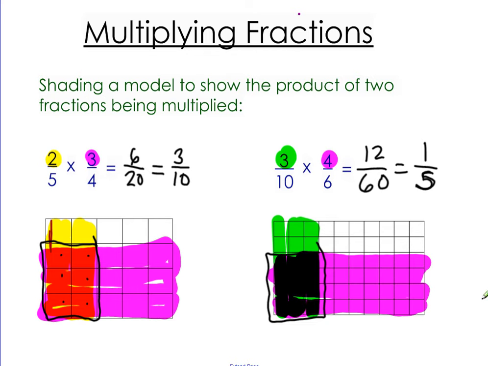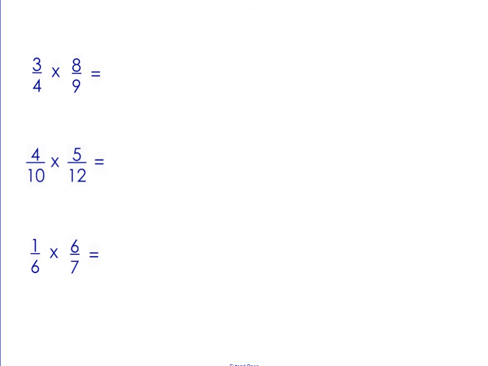Has anybody realized what we're doing? You should. Basically what we're doing is multiplying the numerators and then multiplying the denominators to get our product, and then we reduce. So now we don't always need to draw models and shade them to help us with multiplication of fractions. We just multiply and reduce. So let's use what we know. Let's multiply these numerators and we get 24. Multiply these denominators, we get 36.